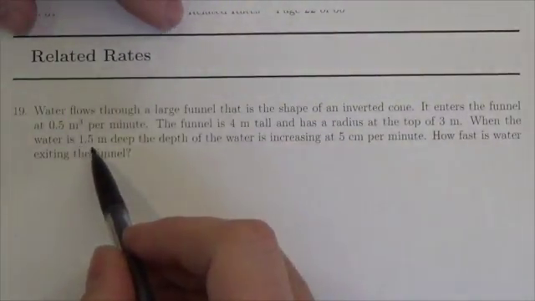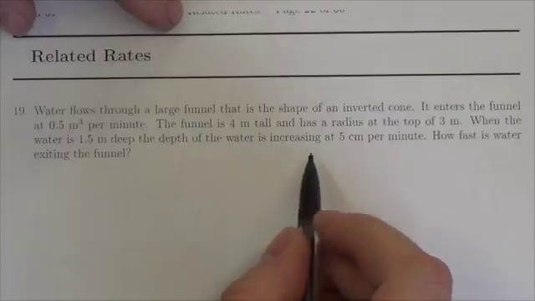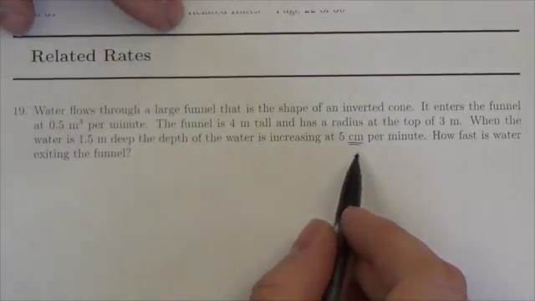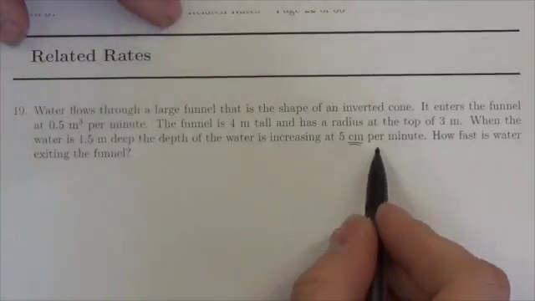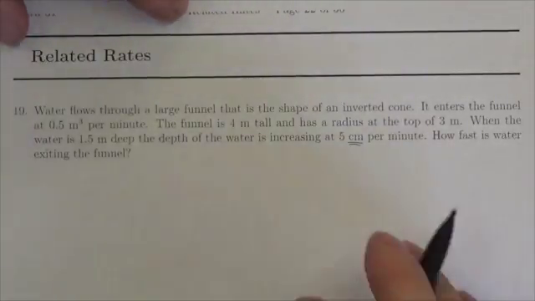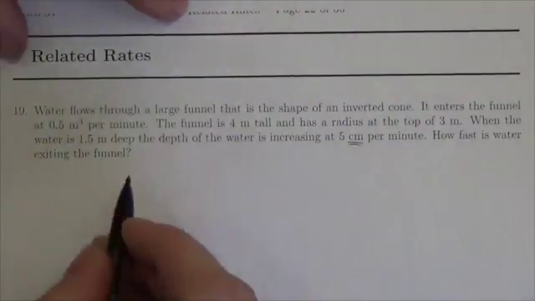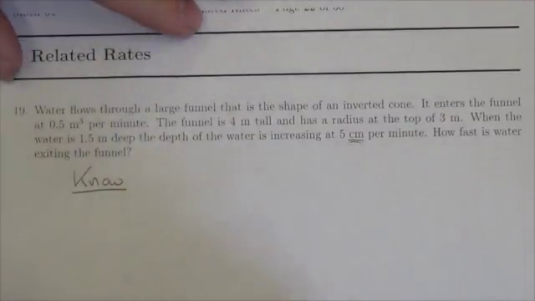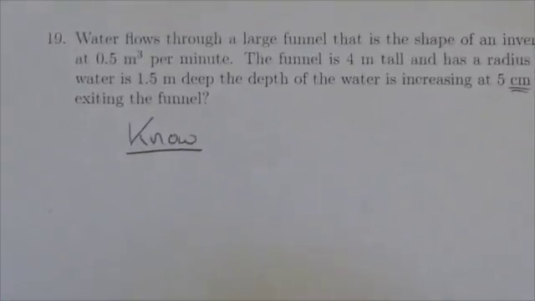When the water is 1.5 meters deep, the depth of the water is increasing at 5 centimeters. Okay, that's an important point here because they changed units on us, per minute. How fast is the water exiting the funnel here? Okay, so let's take a look at what we know, and maybe zoom in a little bit on this.